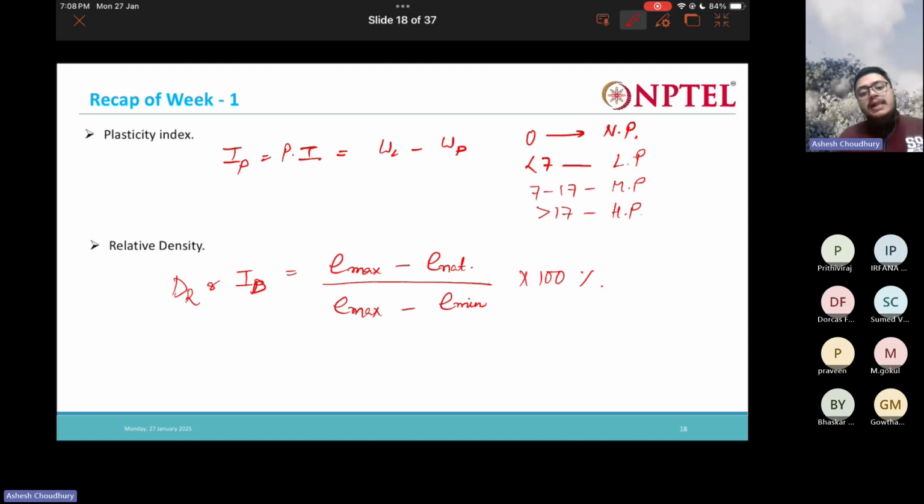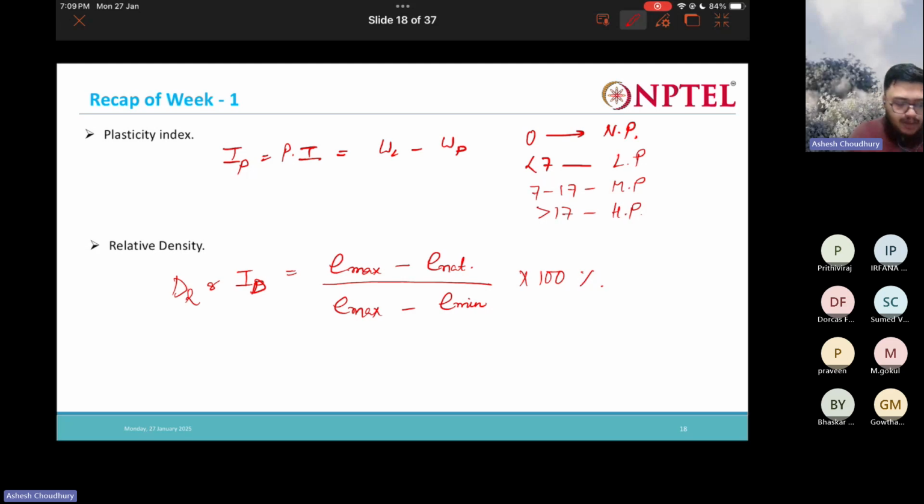What is Emax? Emax is the void ratio of the loosest state of the soil. That is the maximum void ratio. Emin is the void ratio of the densest state of that soil. Enatural is the void ratio of the state for which you are measuring the relative density. If you put all these quantities in, you can get the relative density.